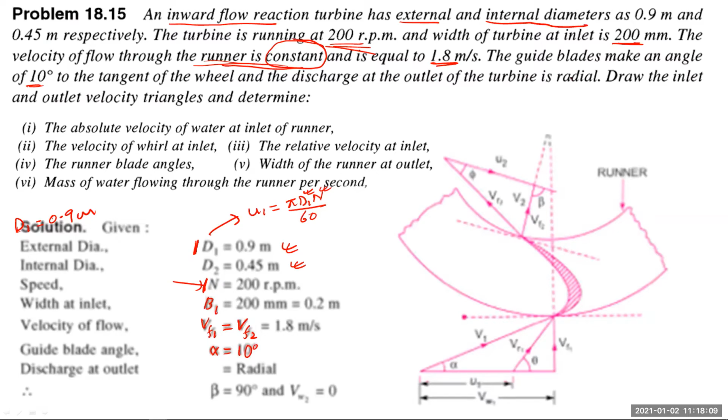And the discharge at the outlet of the turbine is radial, as I have told you in the previous slide. If this term radial is used at outlet, it means that your beta equals 90 degree, and when beta becomes 90, then VW2 becomes 0. Keep this in your mind. Okay, so based on this given information, you can draw the velocity diagram.